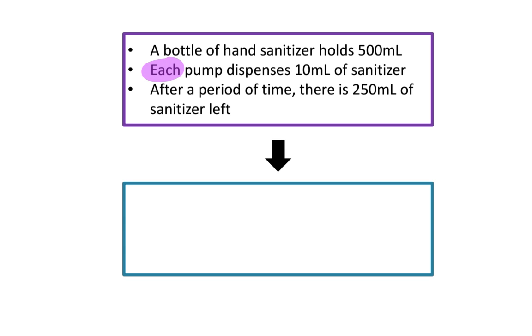The word each can be represented with multiplication. Next, the word pump can be represented with a variable. I'm going to use the letter p since pump begins with the letter p. Next, dispenses can be represented with subtraction, since when you dispense something, you're giving it out, so you're losing that amount. And last, left can be represented with an equal sign, since that is the amount of sanitizer remaining at the very end.